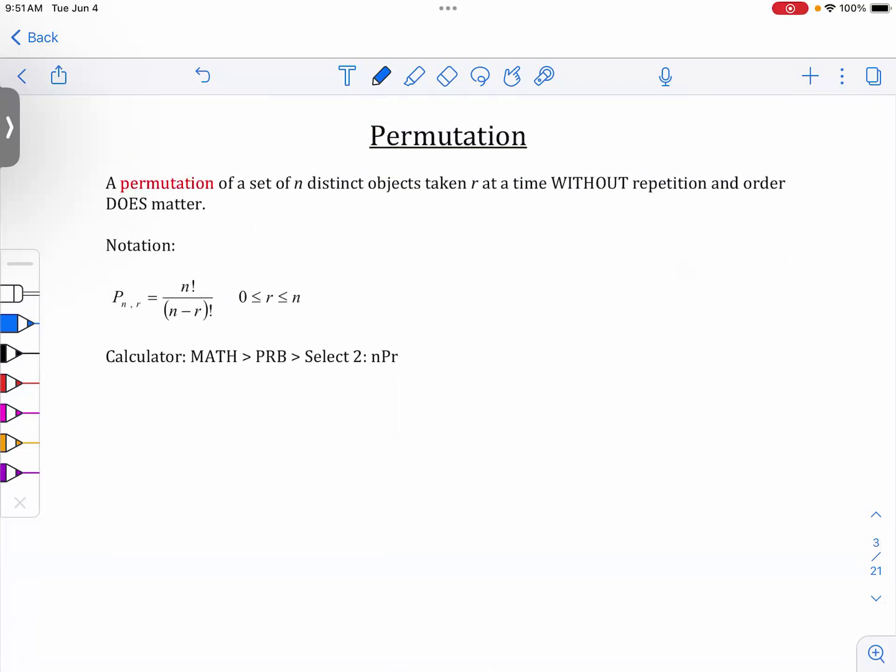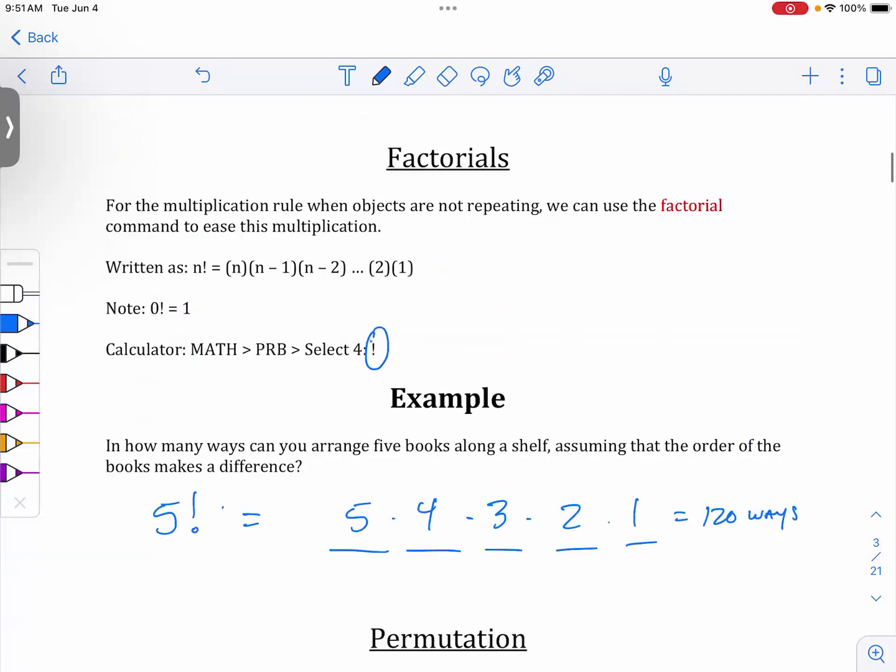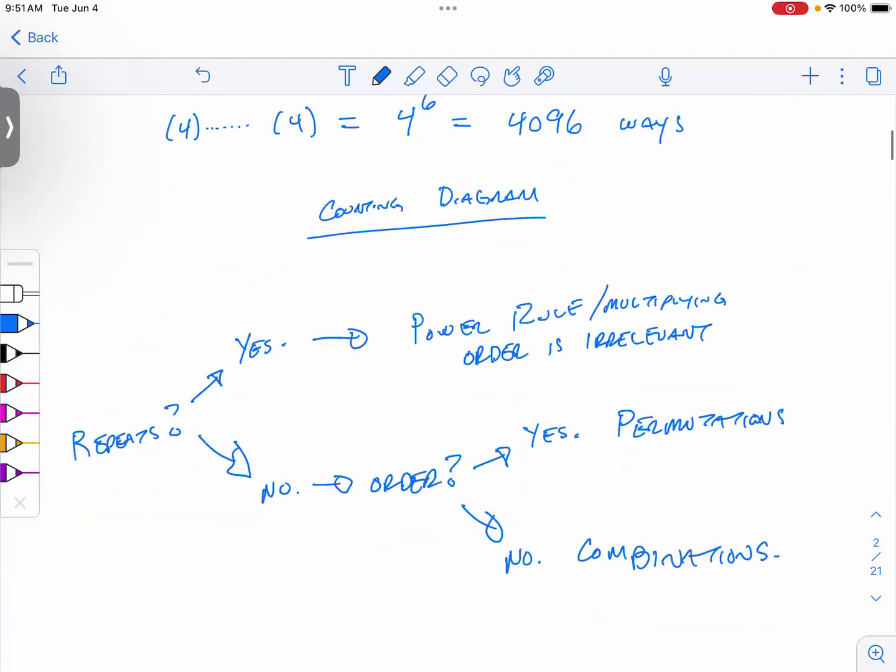And so here's the big thing. I have permutation and distinct objects, without repetition, order does matter. Look back at our chart. No repeats. So we're down no repeats, yes order, and that's a permutation.